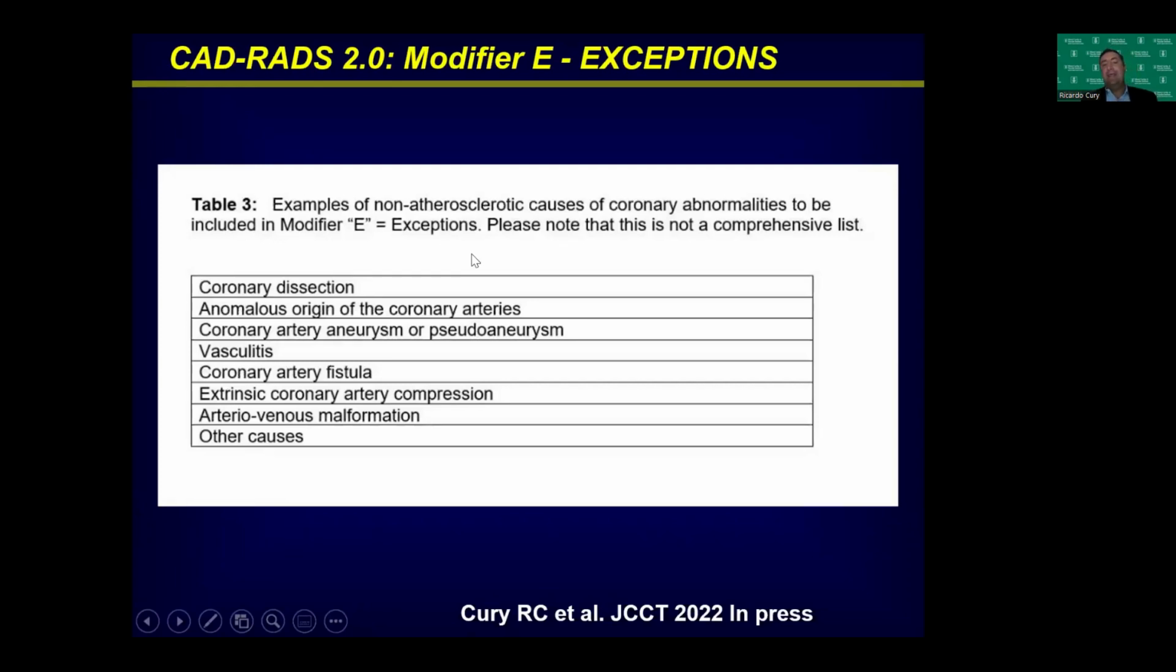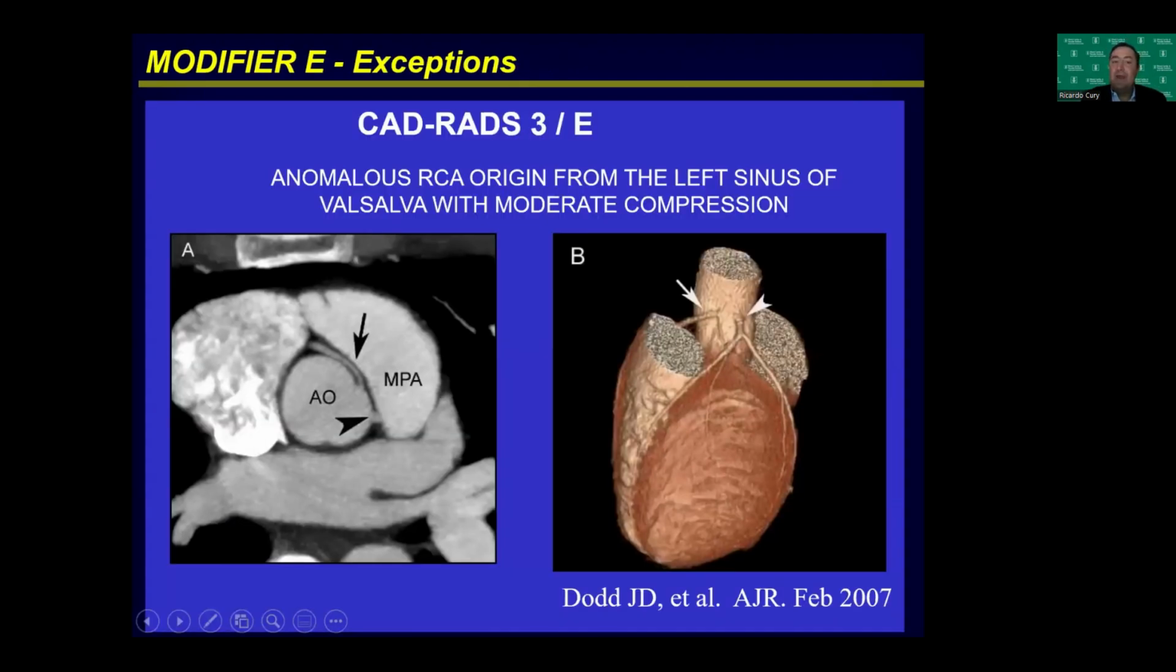And you should add CAD-RADS 3 or 4, or 1 or 2 or 0, if there is a stenosis or not. And you add the plaque burden, P1 to P4, and then after that, you add your modifier, in this case, modifier E. This is one example just to illustrate a patient with anomalous coronary artery, RCA arising from the left sinus of Valsalva, moderate compression proximally. So this will be a CAD-RADS 3. There is no plaque burden. If there is 0 plaque burden, you don't need to add the P, very important. And then the modifier E for exceptions, because this is an anomalous coronary artery.